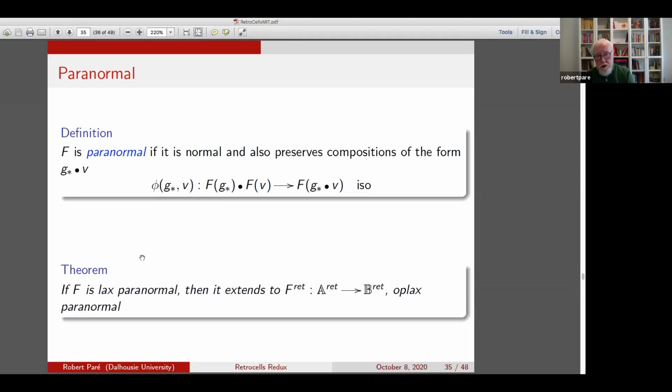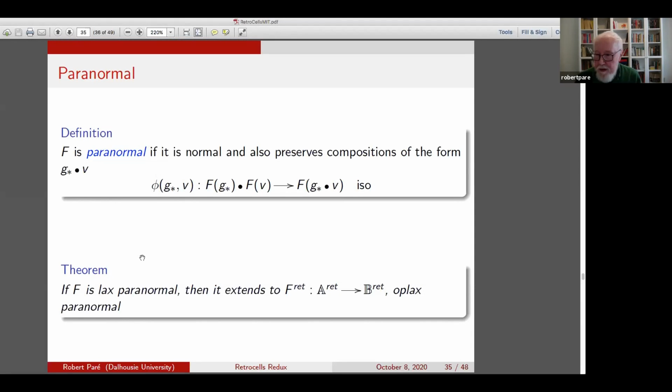And so I want to define F to be paranormal if it's normal, and if the other composite, which already laxity gives you this composite here, is iso. Okay. So in our paper with Doretta and Robert here, we had paranormal, but they didn't like the name. They said it makes us look ridiculous or something, and so I was outvoted.